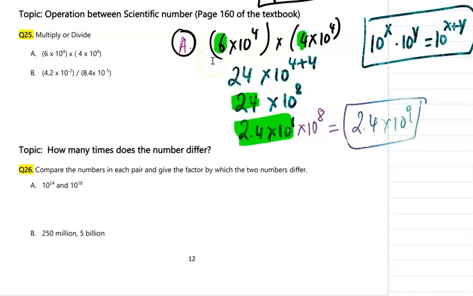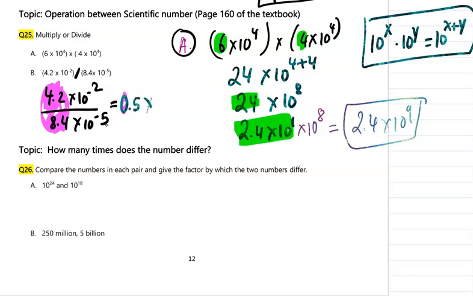For B, this is the division, so you divide 4.2 times 10 to the power negative 2 by 8.4 times 10 to the power negative 5. First you divide 4.2 by 8.4. What do you get? You get 0.5 times 10 to the power negative 2 minus negative 5. Again, this is the division.